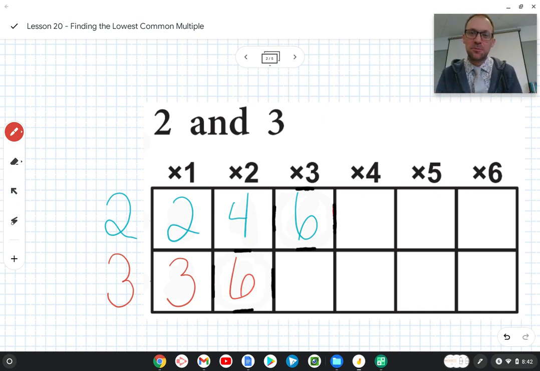Do you notice something? We have here a lowest common multiple. We found it. 6 now appears in both lists of multiples. 6 is a multiple of 2, and 6 is a multiple of 3. And it's the first multiple we've come to. It's the smallest one, which means it is the lowest common multiple of 2 and 3. 6 is the lowest common multiple of 2 and 3. We found it. So I'm going to circle it with green, and we are done our search. We're finished.